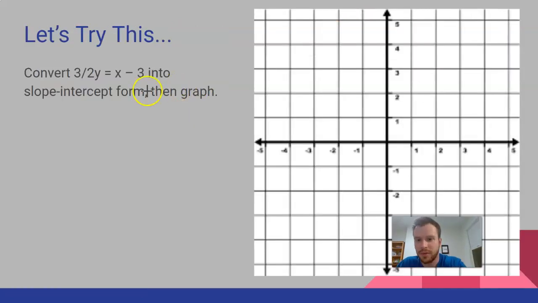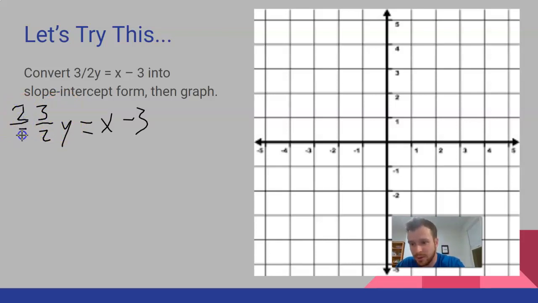This says to convert 3/2 y equals x minus 3 into slope-intercept form and then graph. So I'm going to rewrite this. 3/2 y equals x minus 3. And we're going to try to put that in slope-intercept form. Well, I want y to be by itself. So what I'm going to do is multiply by 2/3 on both sides to isolate y. 2/3 times 3/2 is just 1. So we want the coefficient to be 1. So what I'm going to end up doing is multiplying 2/3 times x and 2/3 times negative 3.